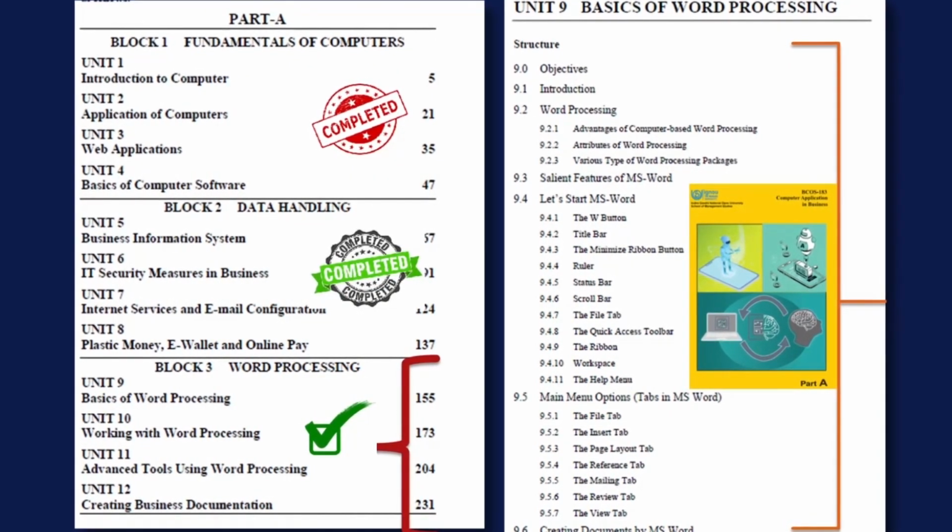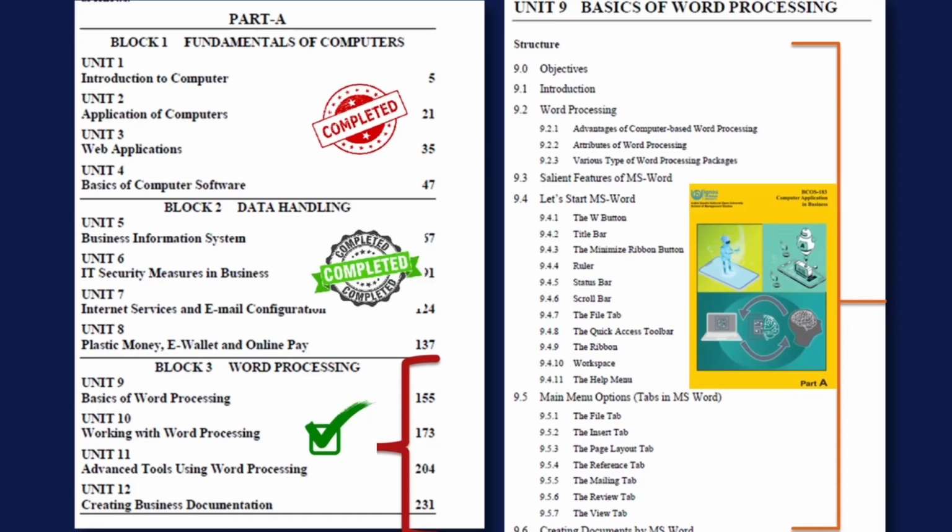Now the third block is purely about word processing, the processing of text, making of reports, and other ways by which we put things in black and white or in an online format. This word processing block is divided into unit 9, unit 10, unit 11 and unit 12. The first chapter talks about basics of word processing.